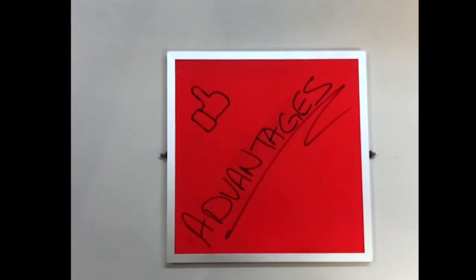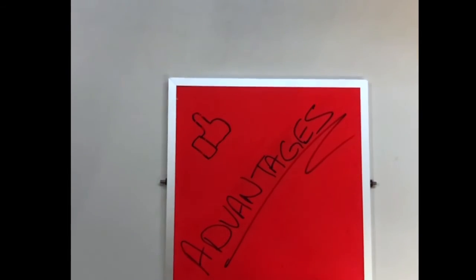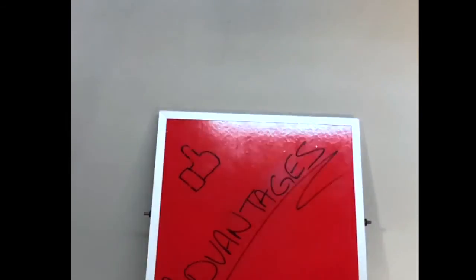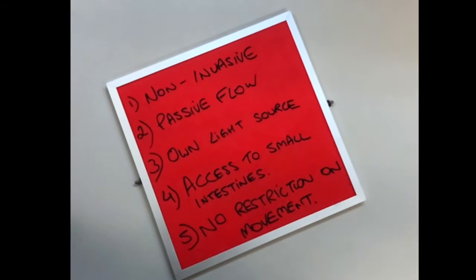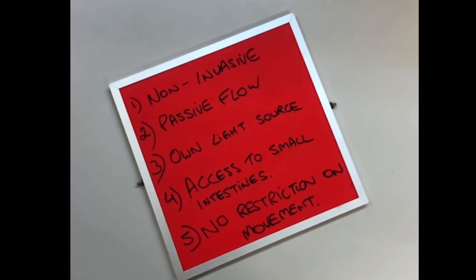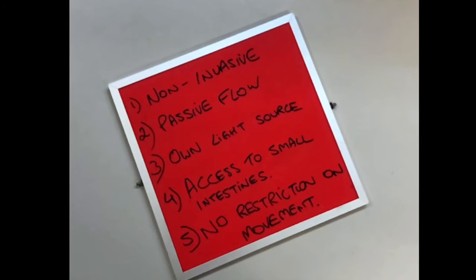So here we're going to discuss some advantages of capsule endoscopy over conventional endoscopy. Capsule endoscopy is a completely non-invasive technique, whereas conventional endoscopy is a minimally invasive technique. Capsule endoscopy has a passive flow of the capsule through the digestive tract of our body. The path for the flow of the capsule is the GI tract, whereas conventional endoscopy is done through some natural holes in our body.